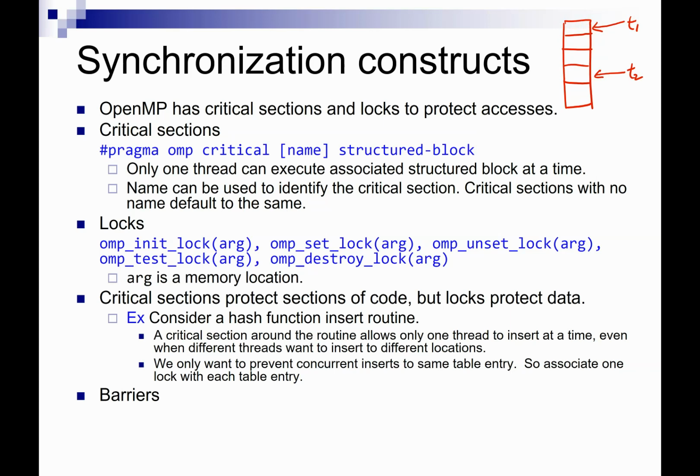OpenMP also has barriers. We've talked about barriers. If you write this pragma omp barrier somewhere in your code, which has to occur in a parallel section, that means that all of the threads are going to wait to get to that line of code before any of them proceed past that line of code.